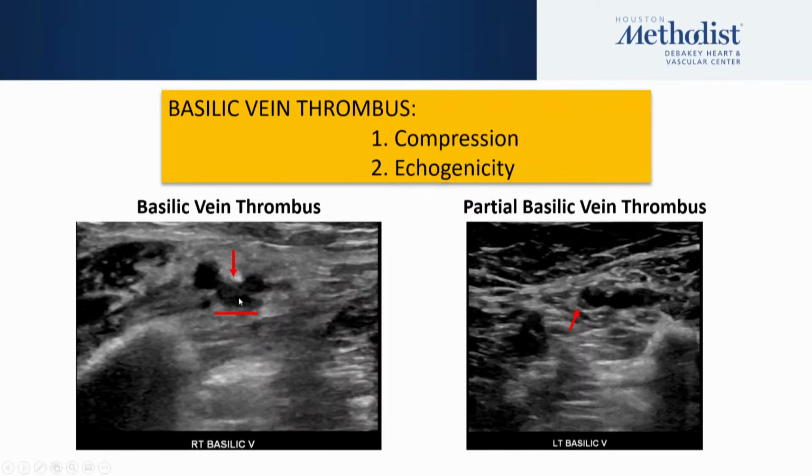Here's an example of basilic vein thrombus. Here I'm trying to connote that this vein is being compressed and it's not compressible. And here we see a segment that's not fully compressible. Here we see a segment also of a partial basilic vein thrombus, just a small amount of clot that's visible at the posterior edge of the vein.